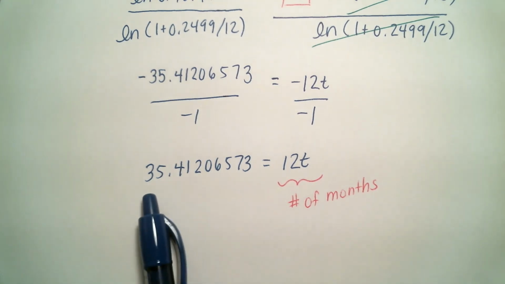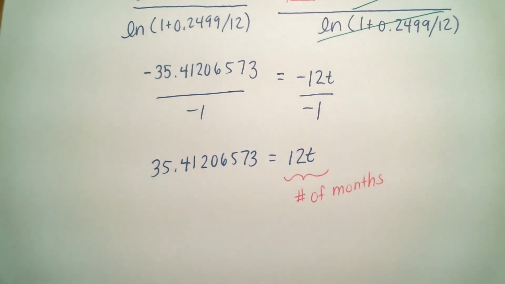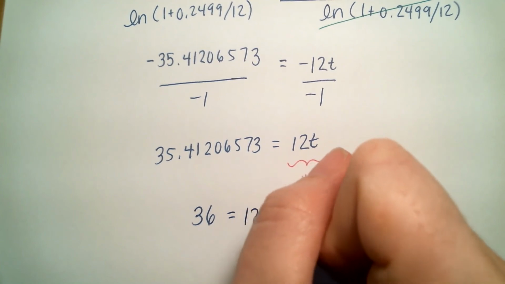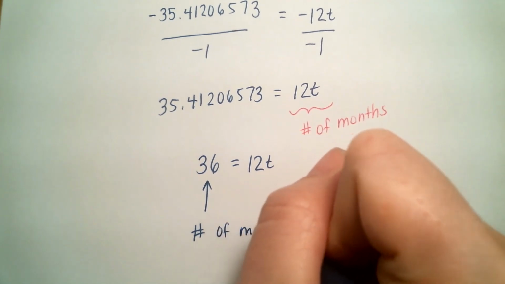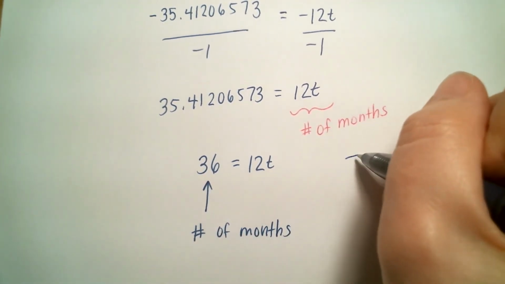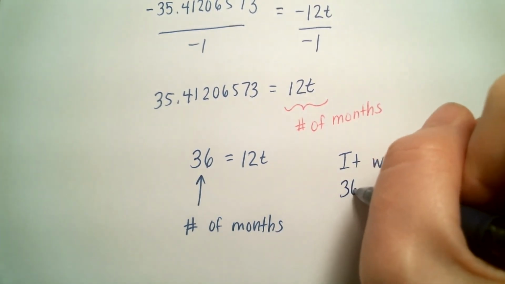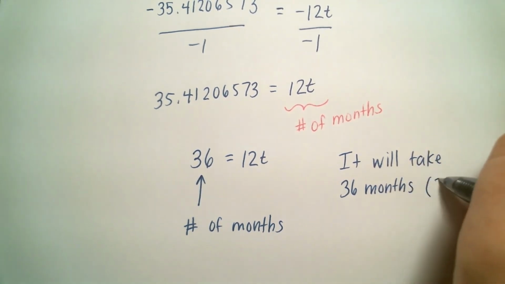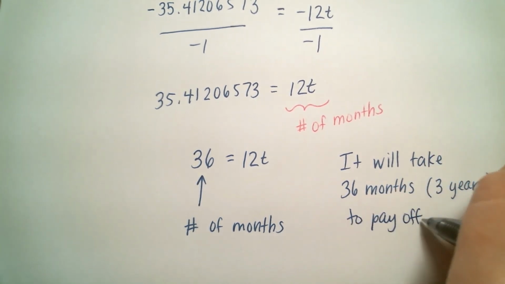So you take this number, even though it's 35.4 and that would normally round to 35, you bump it up to the next whole number to ensure that you have enough time to pay off your credit card debt. So we're going to bump this up to an even 36, which is equal to 12t. Again, this is indicating the number of months. So the answer is it will take 36 months, which is the same thing as 3 years, to pay off this credit card debt.